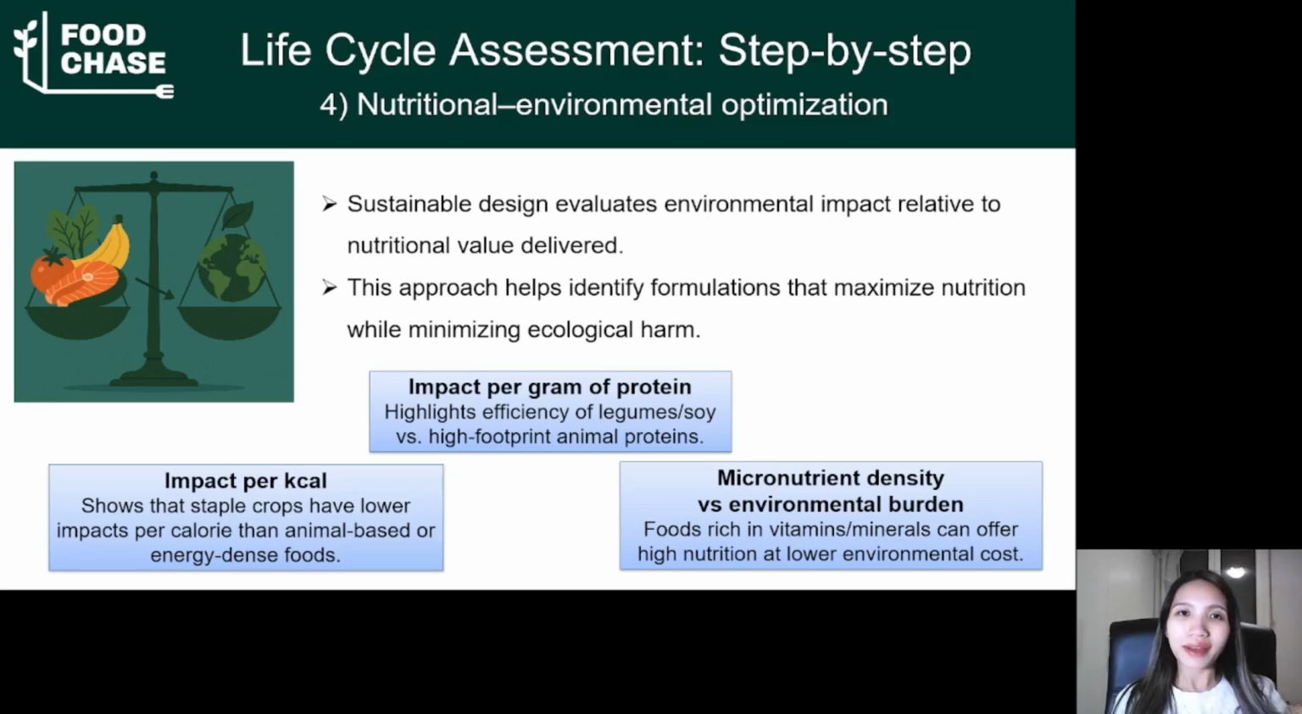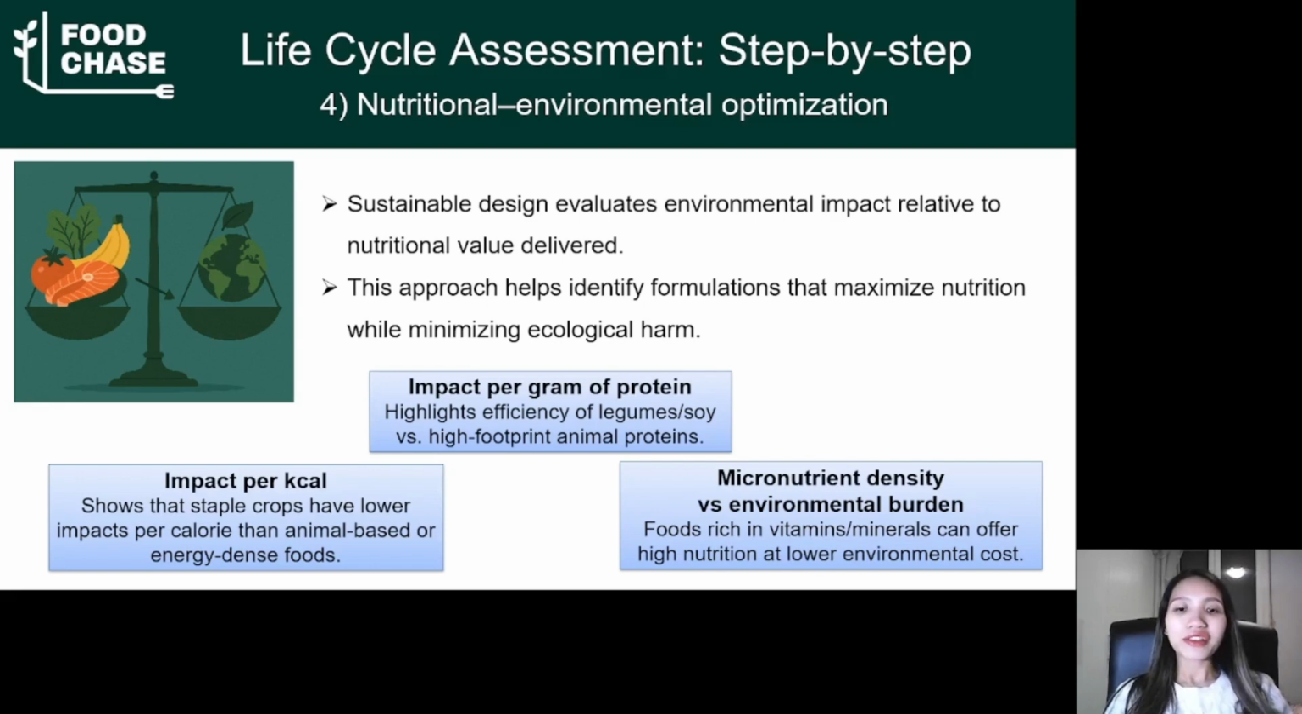The next step is nutritional environmental optimization evaluation. The sustainable design evaluates environmental impact related to nutritional value delivered. This approach can help identify formulations that maximize nutrition while minimizing ecological harm. So it means the food product should deliver sufficient nutrients but with minimum environmental impact.